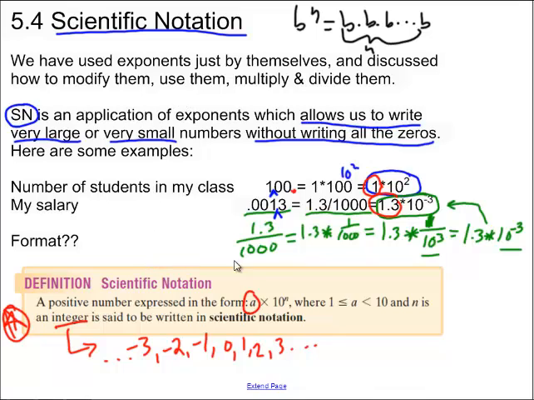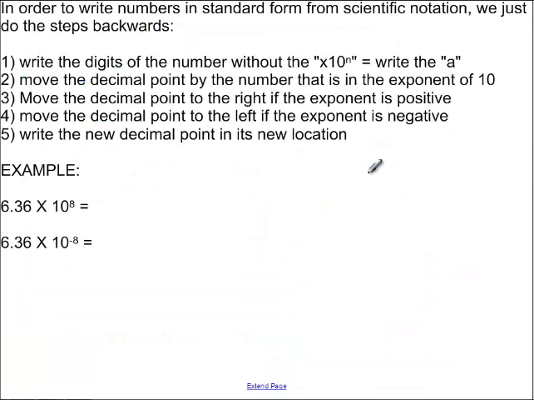Scientific notation is the form a times 10 to the nth power, and that would be this here, a times 10 to the nth power. And that's what we'll be given, something like that, and we'll have to write it into standard form. So let's take a look at our steps to go through. Here are the steps in order to write numbers in standard form from scientific notation.